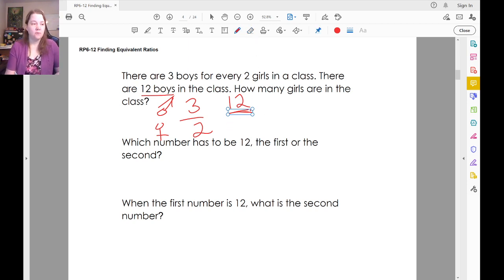So to figure this out, we need to know 3 times what is 12? And it turns out 3 times 4 is 12. So 2 times 4 is 8. So our answer is 8 girls.